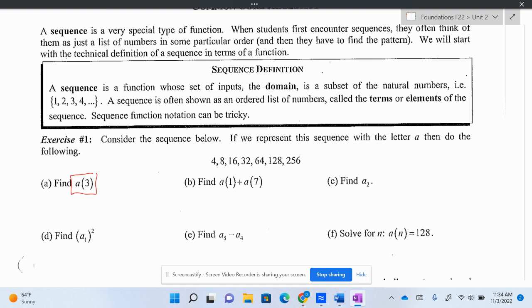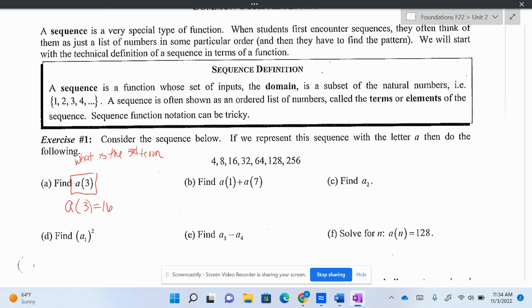Doesn't this kind of look like f of x? But it's a of 3. So it's function notation. And this is just saying: what is the third term or element in our sequence? What is the third term in our sequence? Yeah. So a of 3 equals 16.